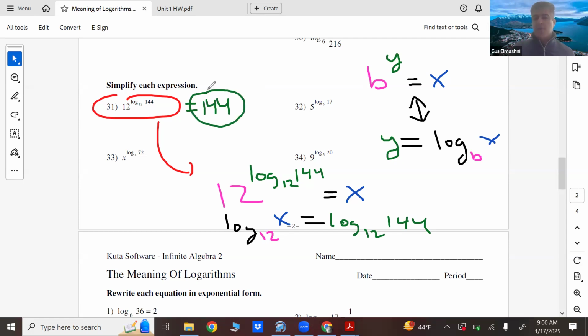Like for 32, if I follow the same procedure, what's this whole thing going to equal? Why can't you say it's just crossing off the two of those? Because it's not division, that's why. But yes, they undo each other. You can think like that.